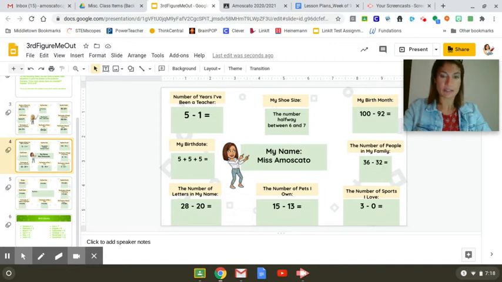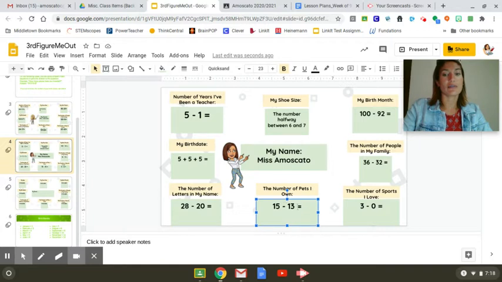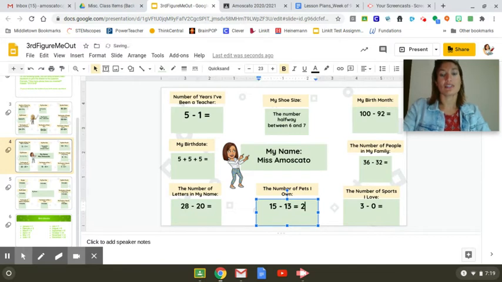So let's solve one together as an example. Let's go with the number of pets I own. If you've been paying attention to me talk in class or have read my letter, you should know I have 2 pets. I have 2 dogs. And that makes sense because 15 minus 13 equals 2.